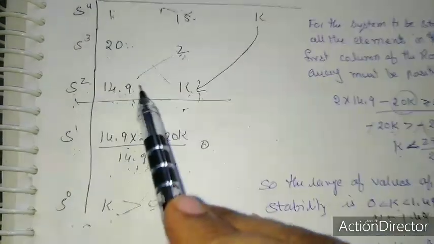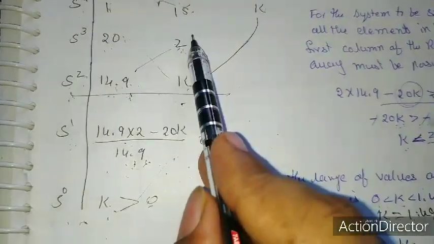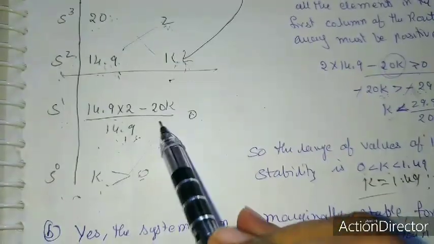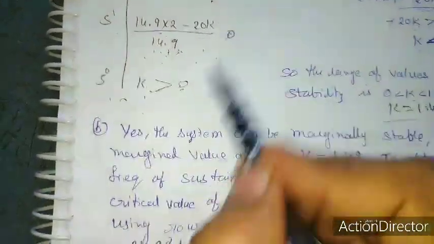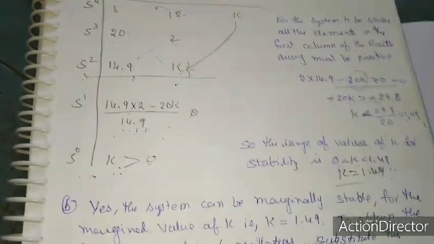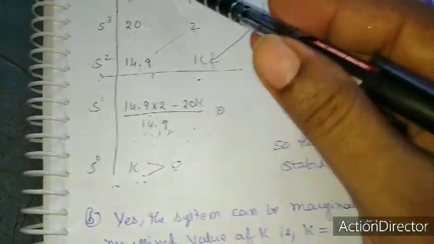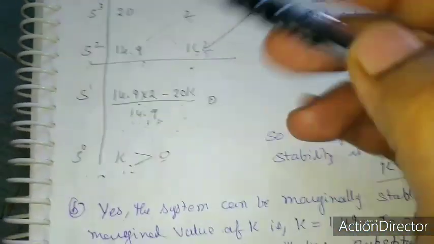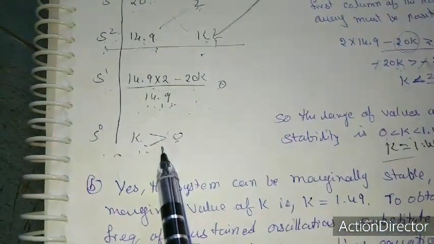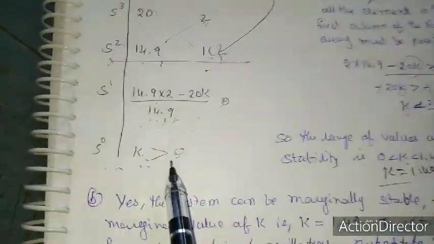For the s power 1 term, it is 14.9 into 2 minus 20 into k divided by 14.9. Next, the s power 0 term, there is no term here, so I'll get k directly. Now according to the stability condition, the elements of the first column should be positive. So k should also be positive, so k should be greater than 0.